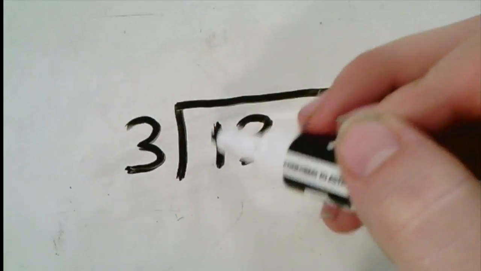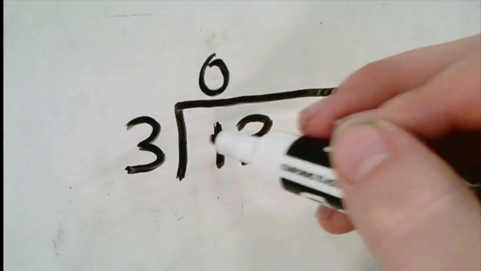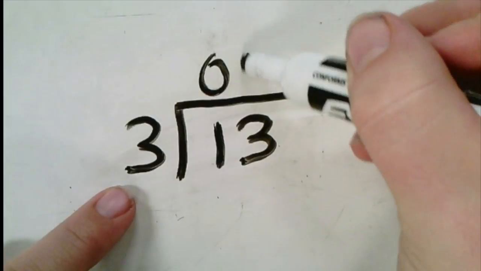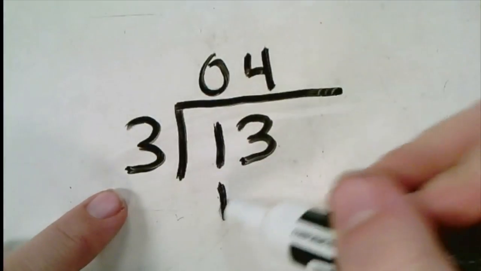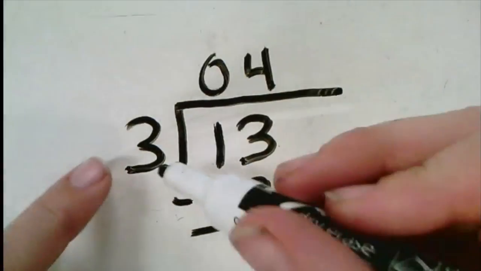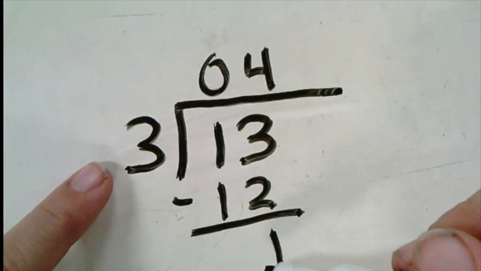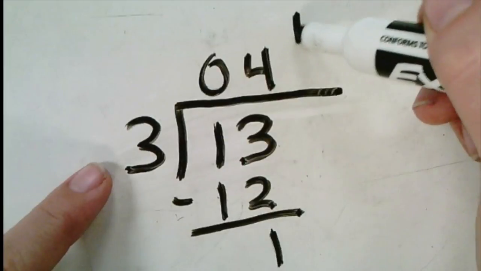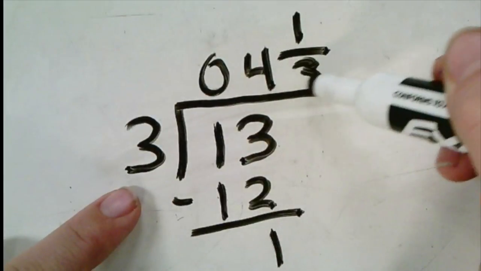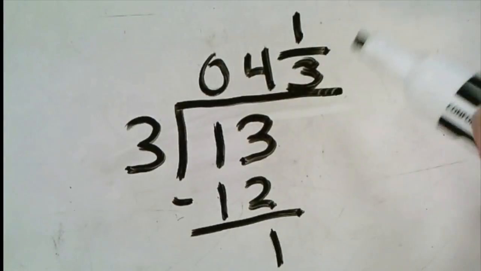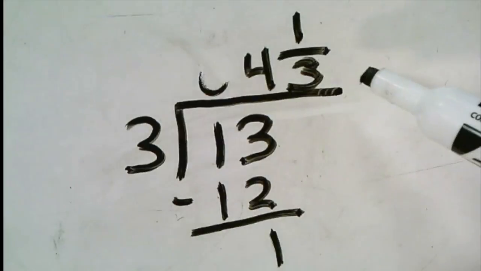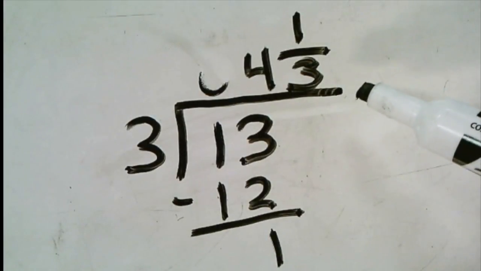So 3 goes into 1 0 times. 3 goes into 13 4 times. 3 times 4 is 12. 13 minus 12 is 1. And this is my remainder of what's left. So I'm going to bring it up here. And then I'm going to put it over 3, because there's 3 groups. So my answer is 4 1/3 oranges.